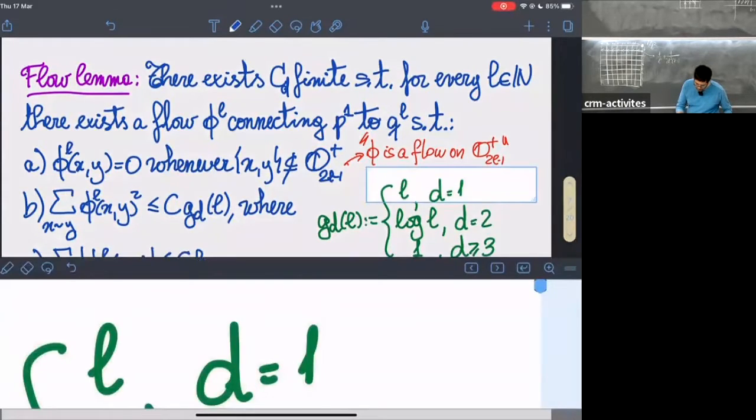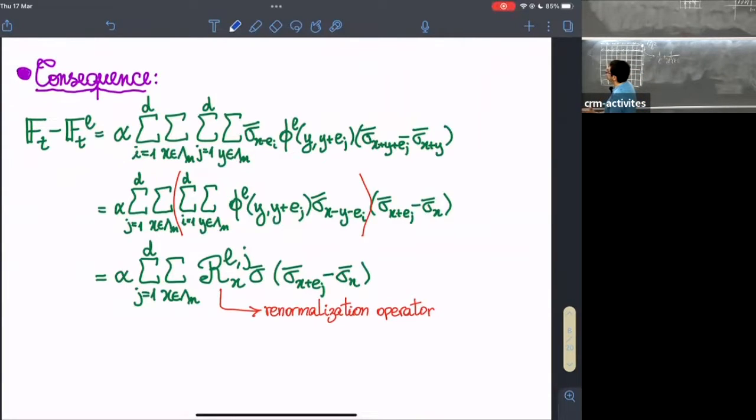And once you have this flow lemma, we can go back to the thing that we wanted to bound. No? We want to bound F_T minus F_{T,L}. Okay, but all of this is just pre-processing. Try to rewrite this difference, which involves the difference between something which is local and something which is mesoscopic, in terms of local things. Okay, so this is some sort of integration by parts lemma in the discrete case, and well, you write it.